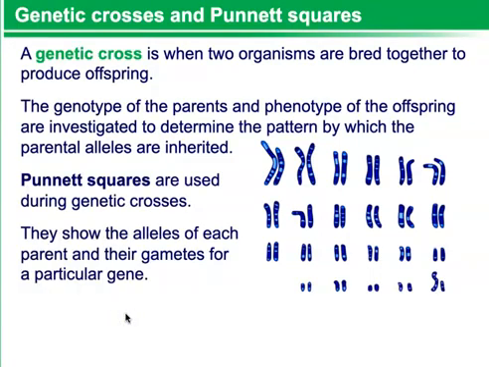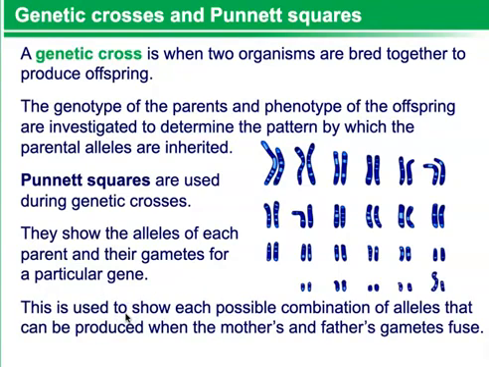Punnett squares are used during genetic crosses. They show the alleles of each parent and their gametes for a particular gene. This is used to show each possible combination of alleles that can be produced when the mother and father's gametes fuse.